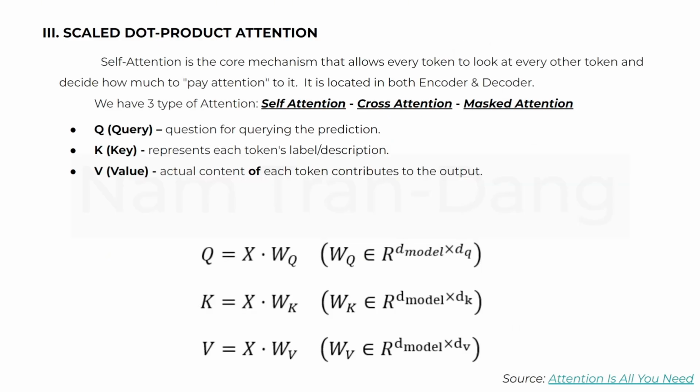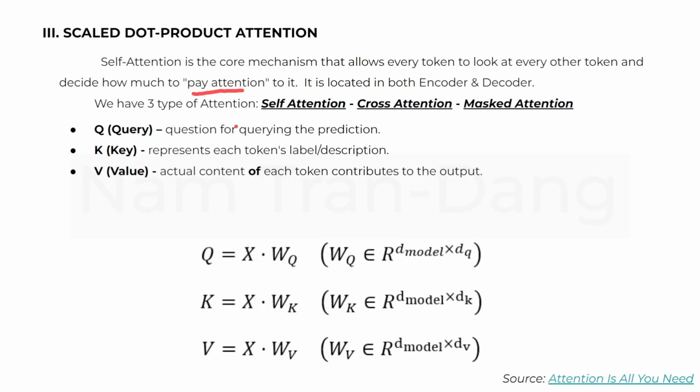Now we move to the scaled dot product attention. Here is the foundation and one of the most important mechanisms of the transformer. Self-attention is a core mechanism that allows every token to look at every other token and decide how much to pay attention to it. And it's located in both encoders and decoders.